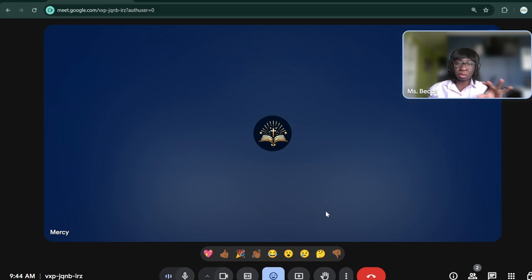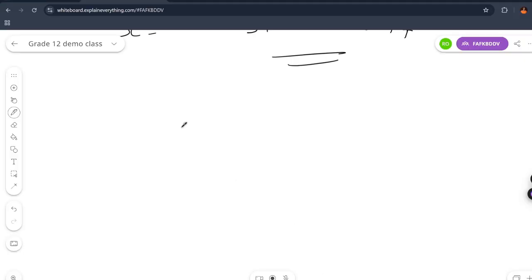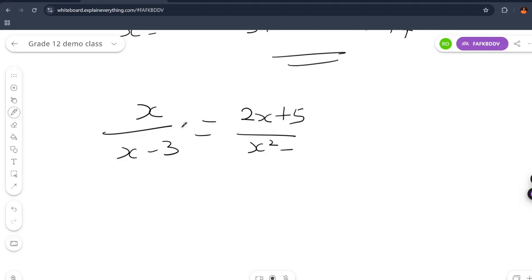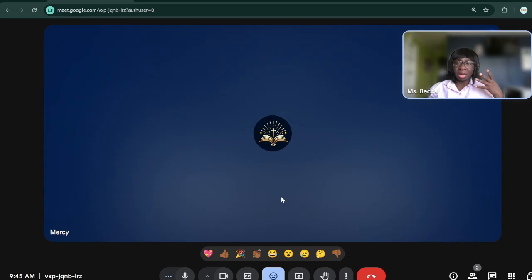Now, let me give you a practice question. You have to solve this on your own. I won't be solving it with you. So now you have to solve x over x minus 3 equals 2x plus 5 over x squared minus 9. So solve this. Let me give you the answer so that you can know when you've made any mistake. This is the answer. x equals minus 1 plus or minus square root of 21 all over 2. And you can simplify this further to get the answer.